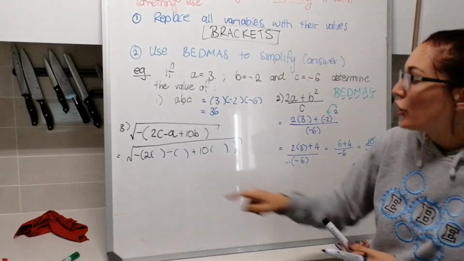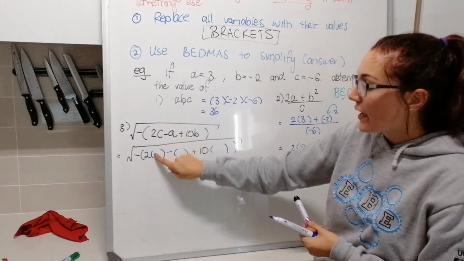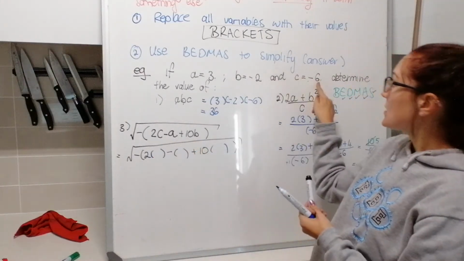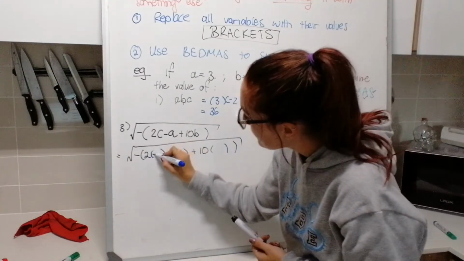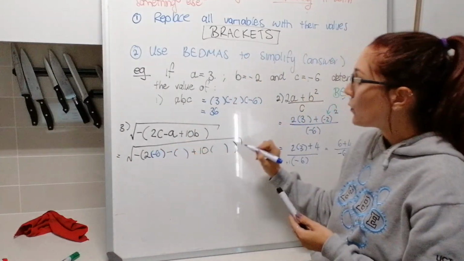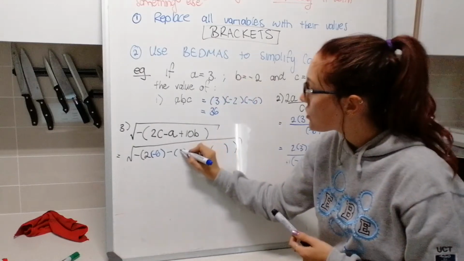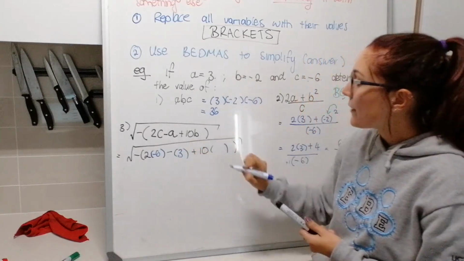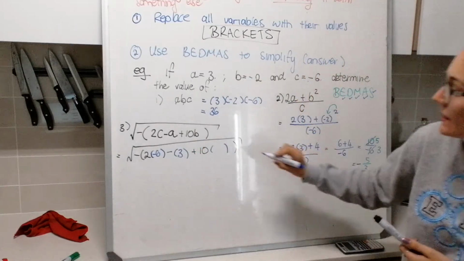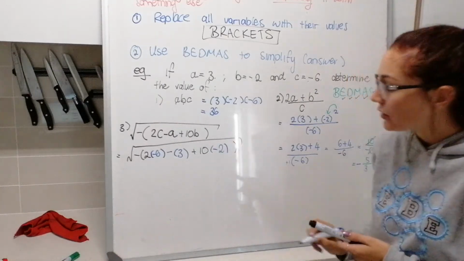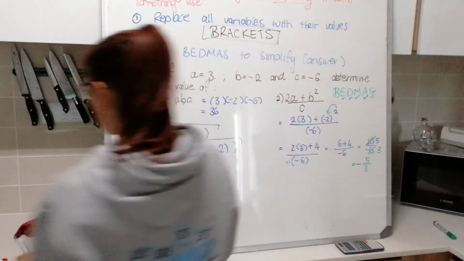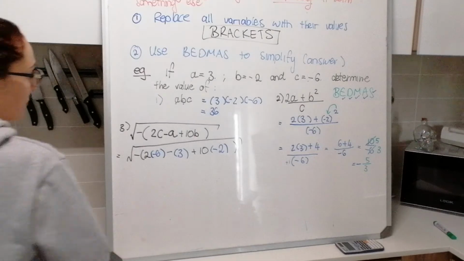Okay, now in the place of each of the letters, we're going to put the value of that letter. So c, the value for c must go there, and the value for c is negative 6. Then the value for a is 3. And then the value for b is negative 2. Okay, so let's go ahead and do this question, remembering to use BEDMAS.